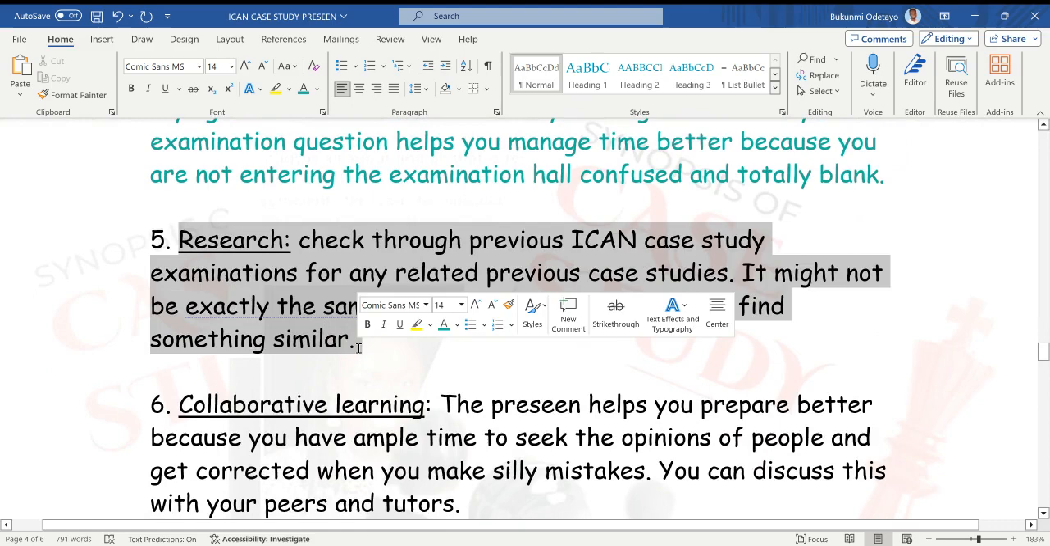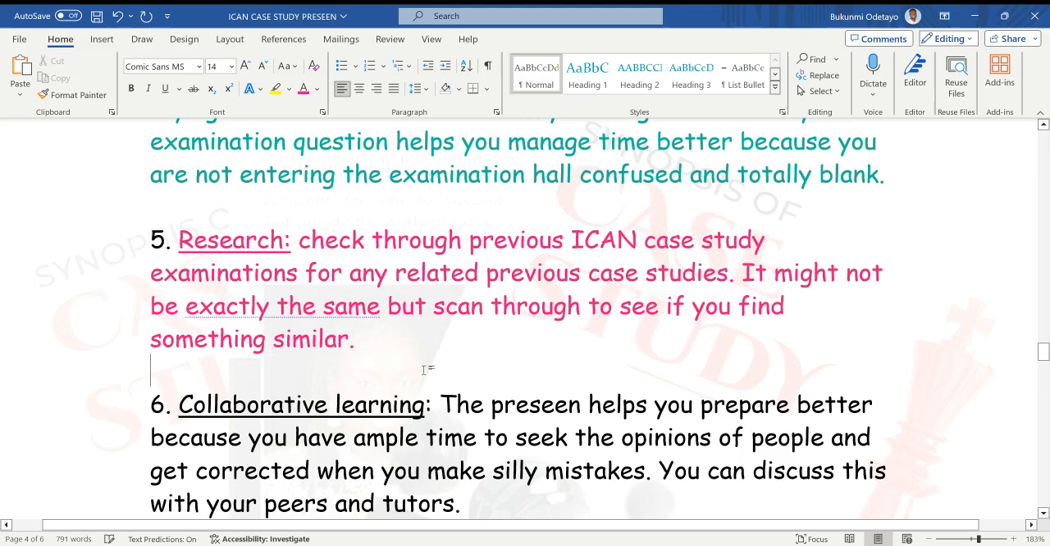Like I said earlier, sometimes it will give you a glimpse, a snapshot of what they're going to ask you in your financial data analysis, and it also gives you the financial statements. So you have to check through previous ICAN case study examinations for any related case studies. It might not be exactly the same, but at least you can find something similar. So you already know what the examiners complained about in that year, and you will not make that mistake again. You already know what the examiners wanted, what the marking guide wanted to see, and what they actually marked. So it's going to help you a lot in research.